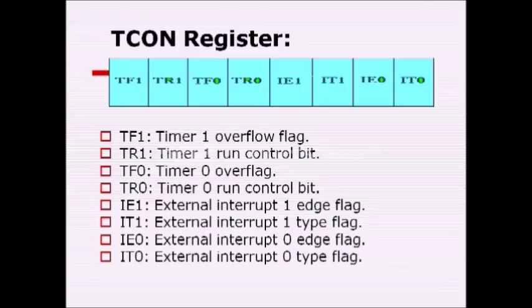Okay, so whenever overflow occurs with respect to timer 1 or timer 0, then these two bits will become 1. If it is timer 1, then this TF1 will become 1. If it is timer 0, then TF0 will become 1.